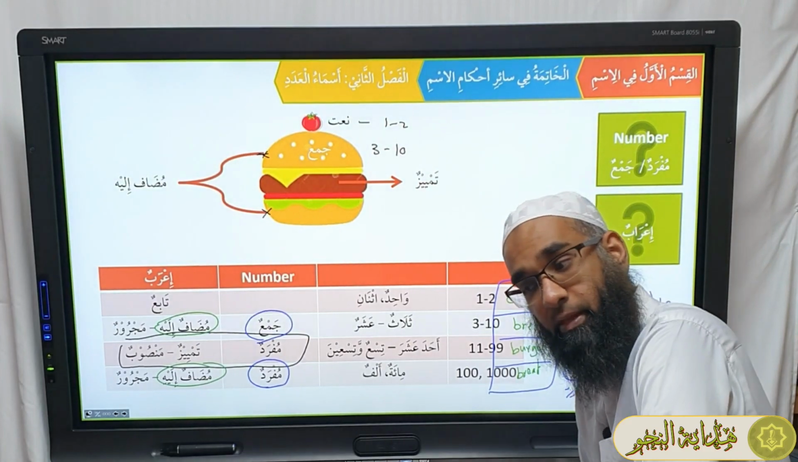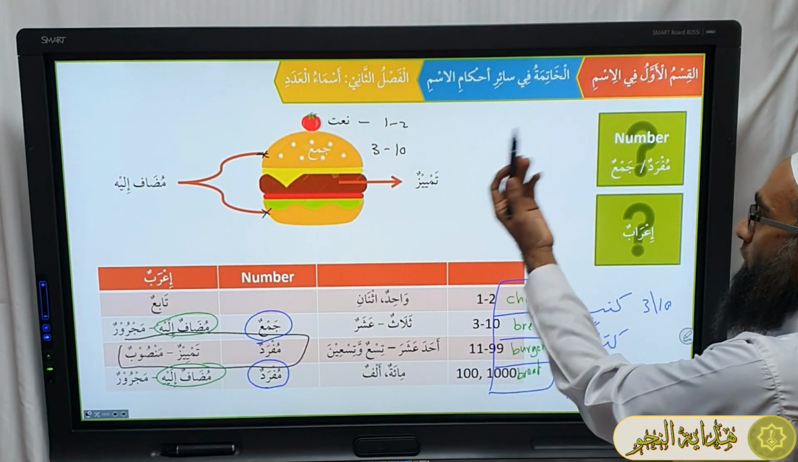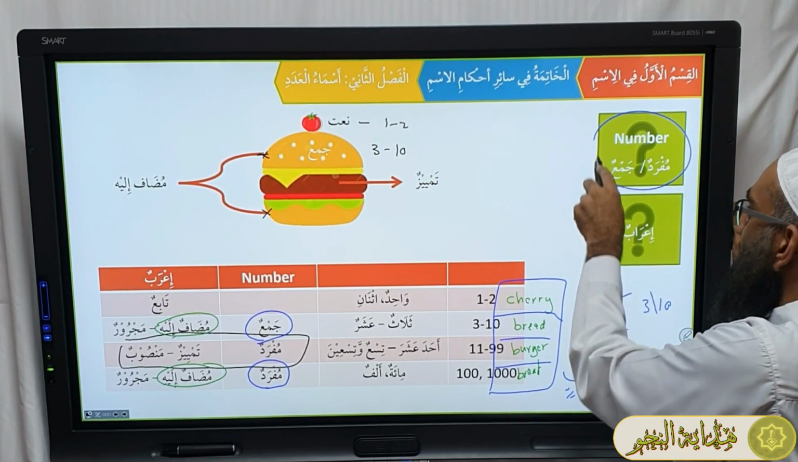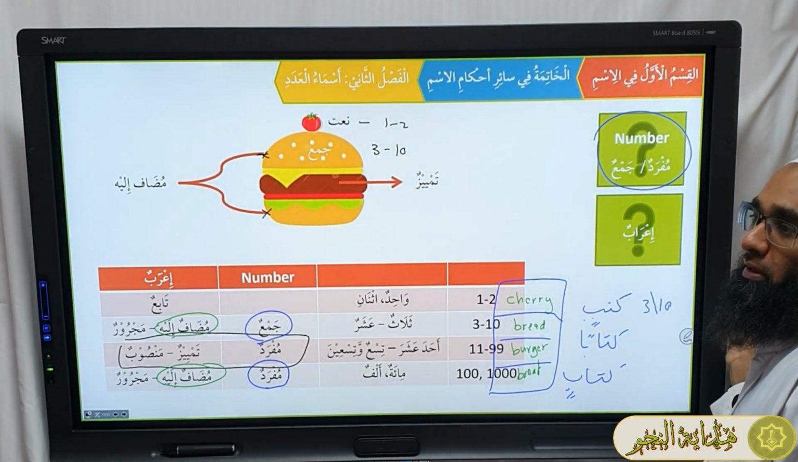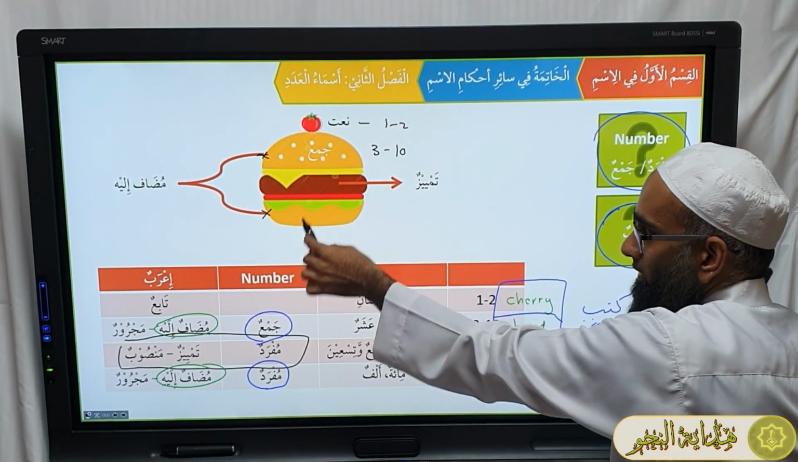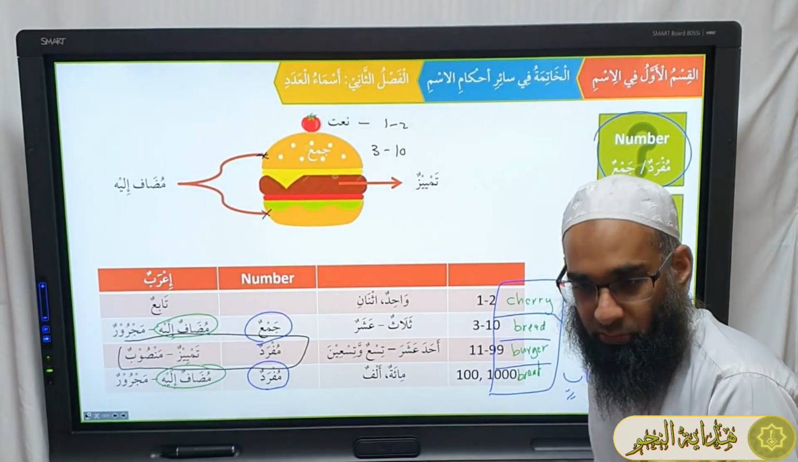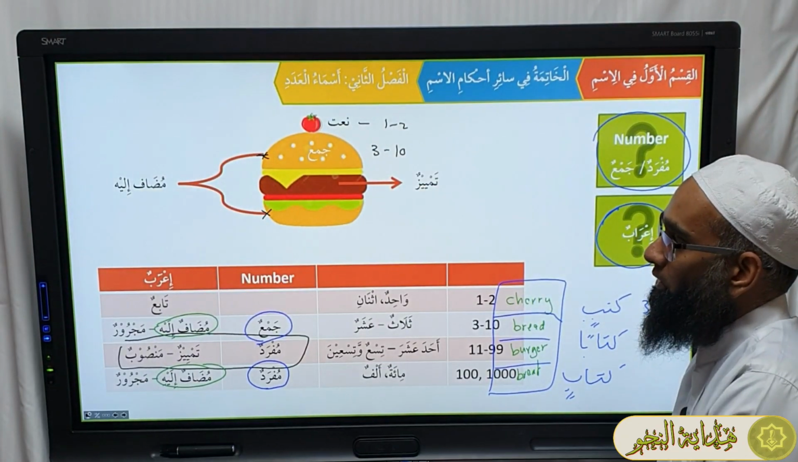Make sense? Everybody following? So the 2 questions have been answered. What's the number going to be? The only one that has number is the sesame seed on top, which is plural versus singular. What's the i'rab going to be? The middle is mansub, and the top and bottom are mudaf ilay. So it's going to have mudaf ilay majroor. So that is our number burger.